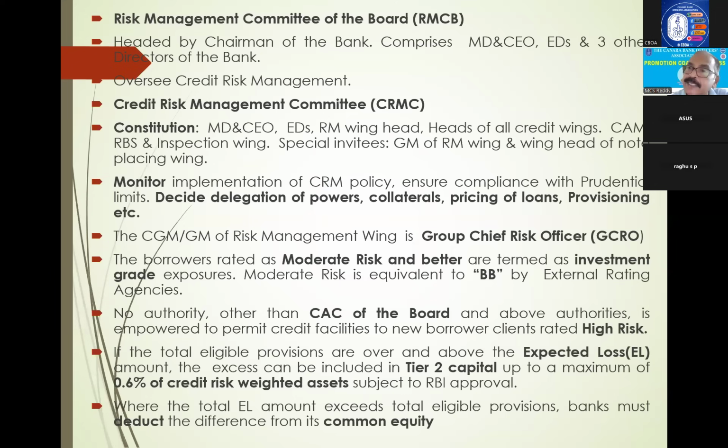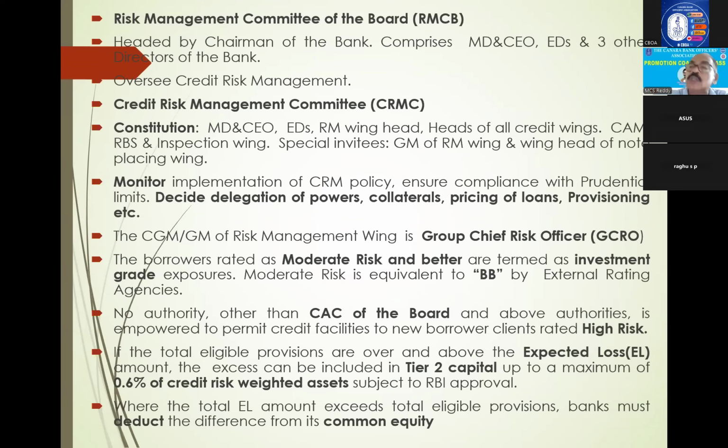If it is AAA rated by an outside agency, you apply a 20% risk weight, multiply with 20%. If it is AA rated, multiply with a 30% risk weight. These risk weights are given by the Reserve Bank of India under the standardized approach or standardized method. Once you become expert, then you migrate to IRB, internal ratings based.